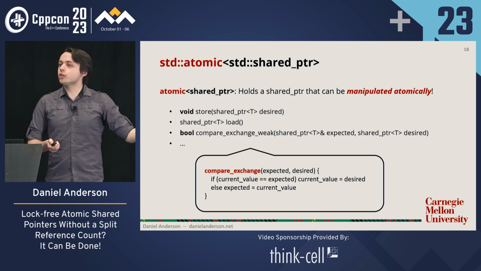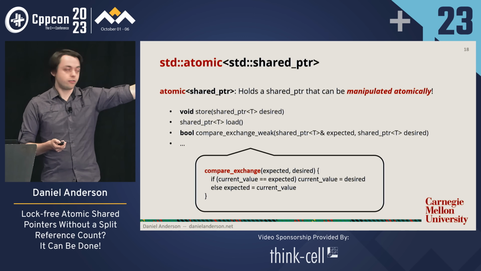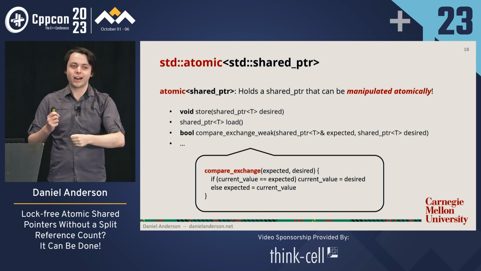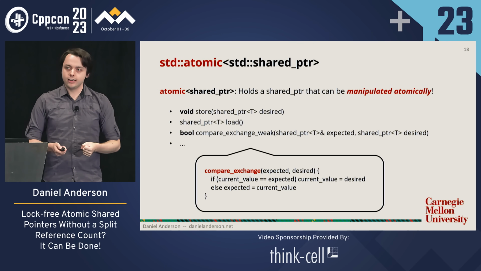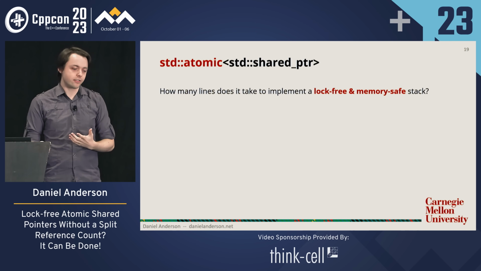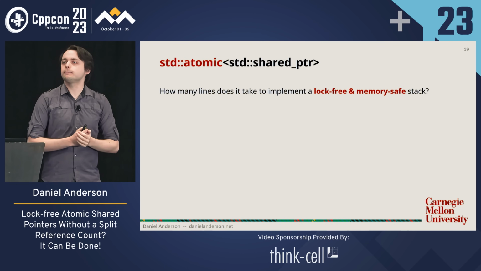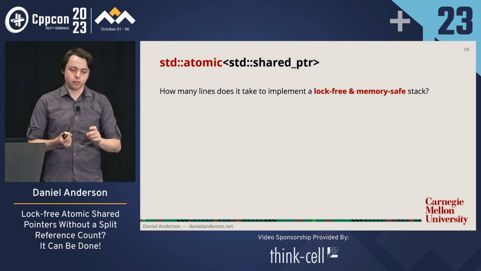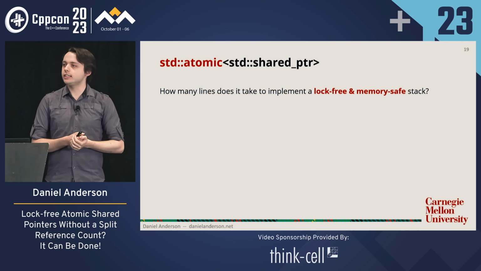So that is atomic shared pointer, and these are now thread safe. If you use these, your threads no longer catch fire. You can load and store at the same time. So what is it good for? What can we actually implement now that we have an atomic shared pointer? If I were to ask you, how many lines of code do you think it takes to implement a lock-free, memory-safe stack?